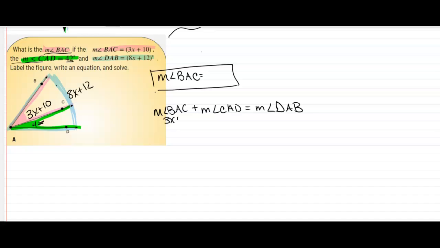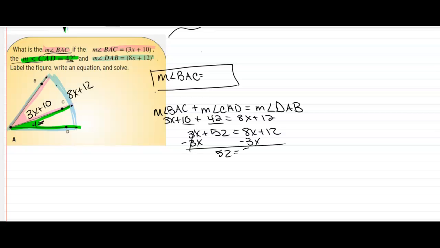So we have 3x plus 10. When we substitute, CAD is equal to 42, and DAB is 8x plus 12. So now all we have to do is combine like terms, because we're solving for x. 3x plus 52 equals 8x plus 12. Subtract 3x from both sides. 52 equals 5x plus 12. Then we want to subtract the 12. We get 40 is equal to 5x, divided by 5, and x is equal to.